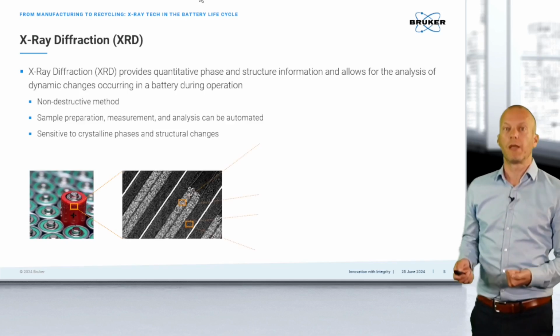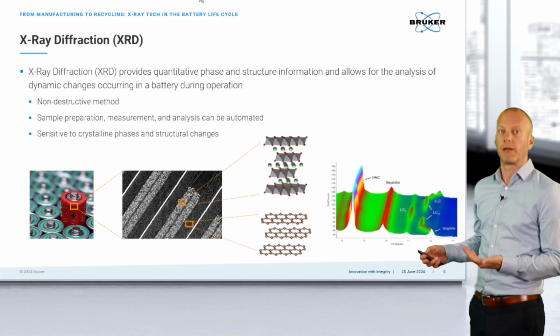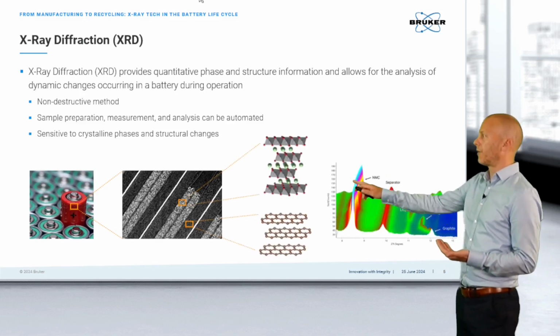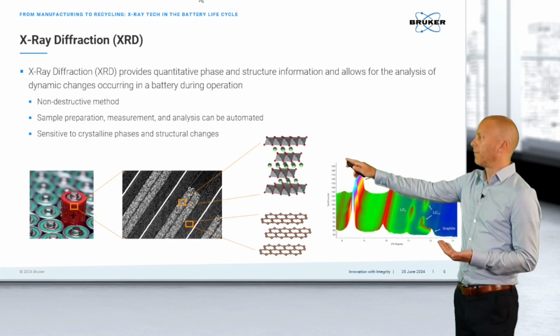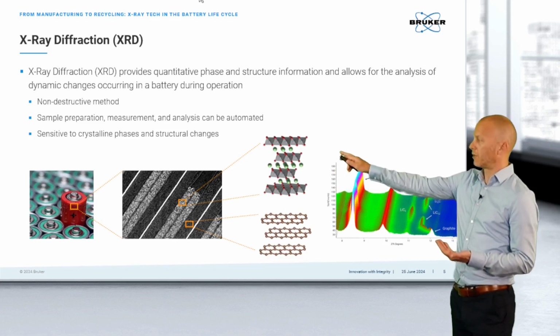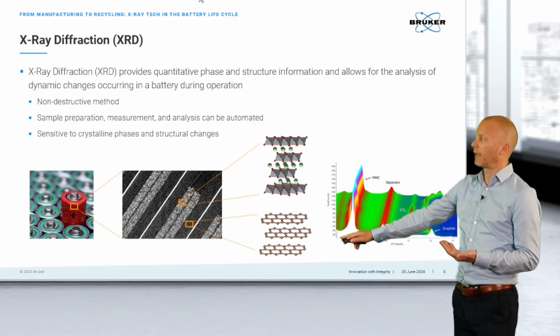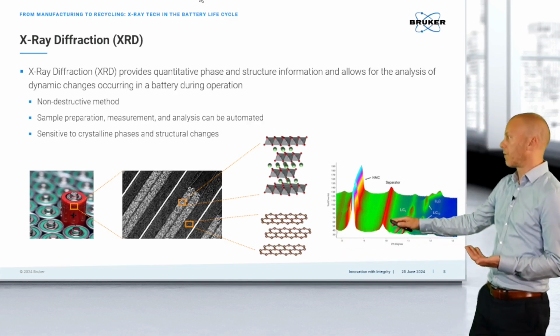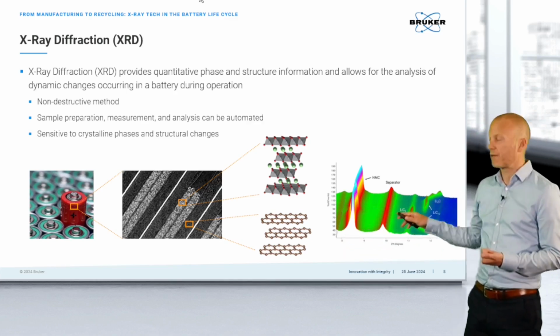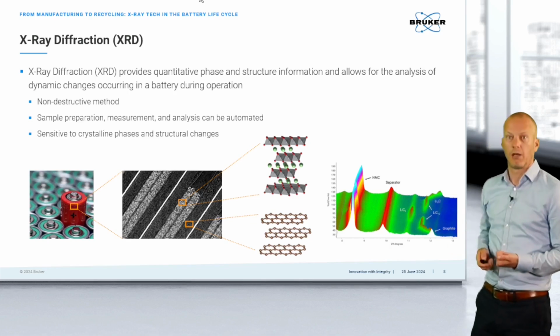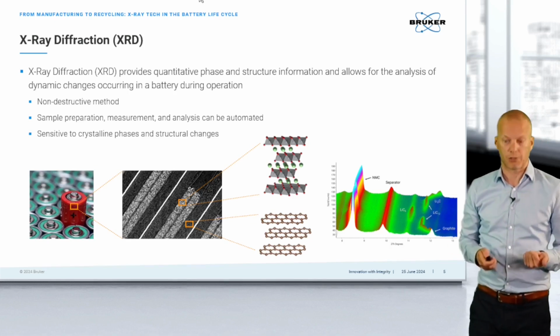So here, if we zoom in inside of a battery, we can see here the anode and cathode phases. We are sensitive then to the structural makeup of the electrodes. And here this just represents some different diffraction patterns and how we can see changes occurring within a battery during its operation.